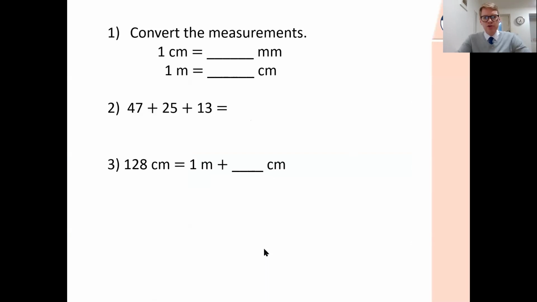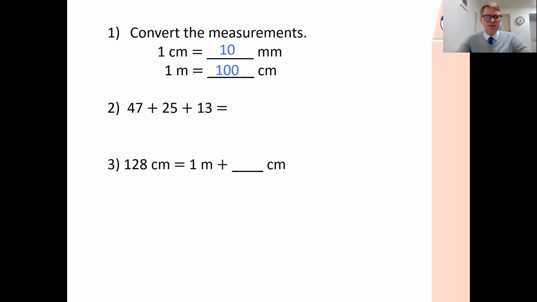So those really crucial conversions that we all need to know. So 1 centimetre is equal to 10 millimetres. 1 metre is equal to 100 centimetres. Remember that part of the word cent means 100, like in century, which is in our spelling list this week. Going to need to do a little bit of adding.